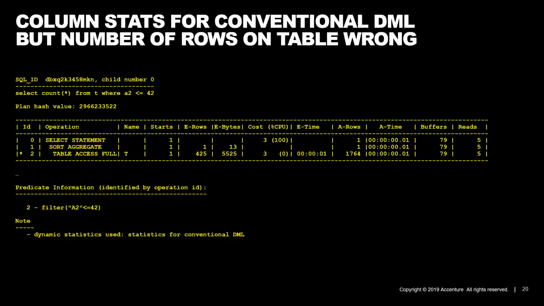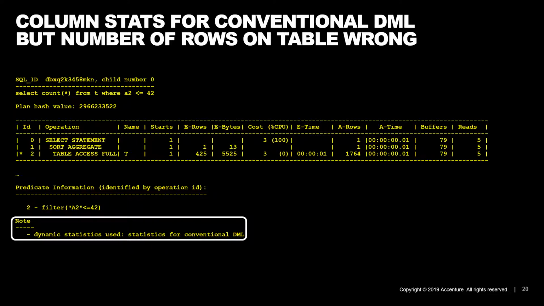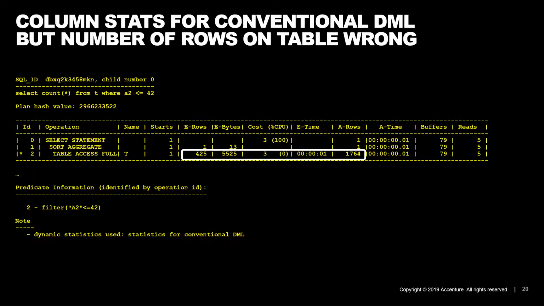Let's look at the execution plan of my simple query. There's a note to tell me that real-time statistics were used. But let's look at the full table scan. It expected 425 rows, but it actually got 1,764. Why? Well, it does now know that the maximum value on A2 is 105, so it got 42/105ths of the table. But it doesn't have real-time statistics on the table. It only has the original traditional statistics, which say there were 1,000 rows.